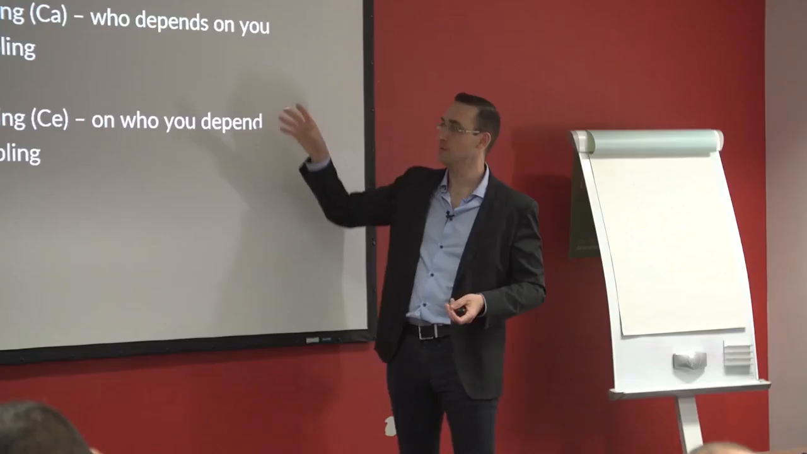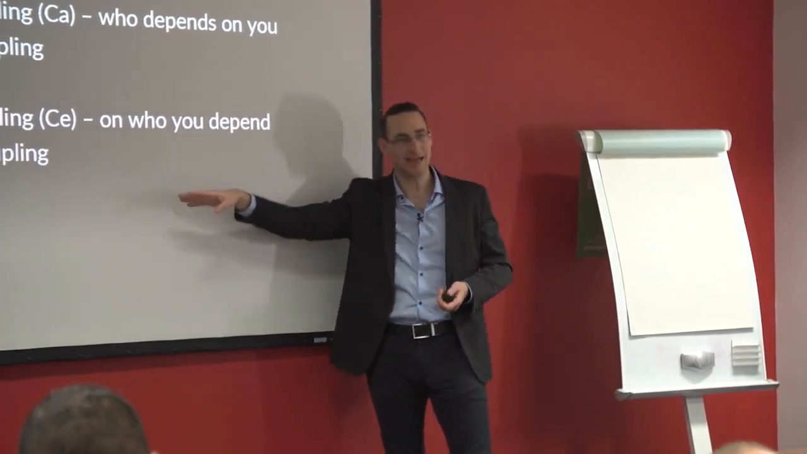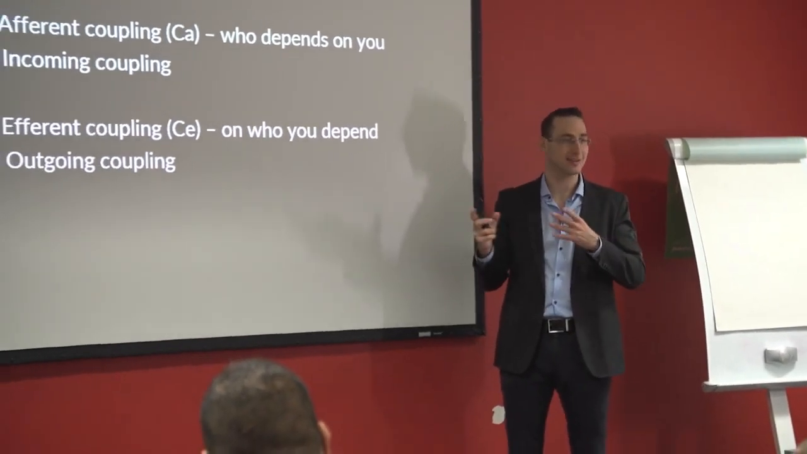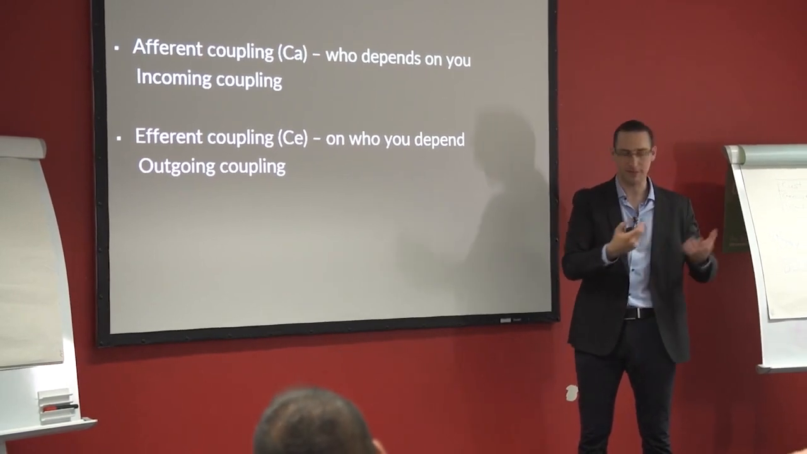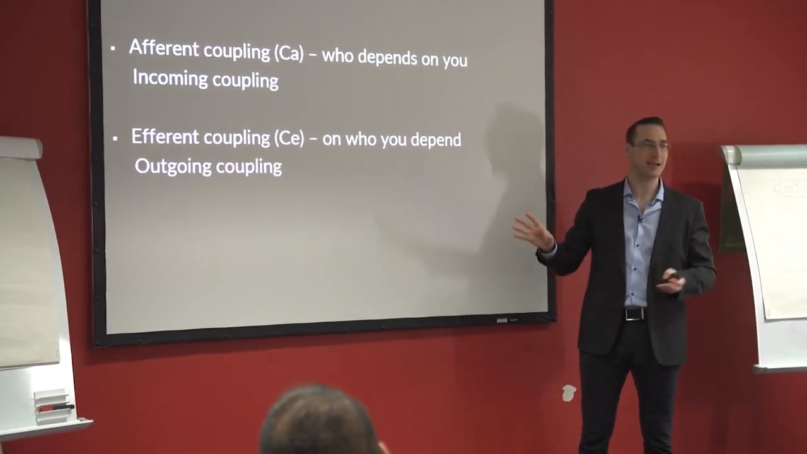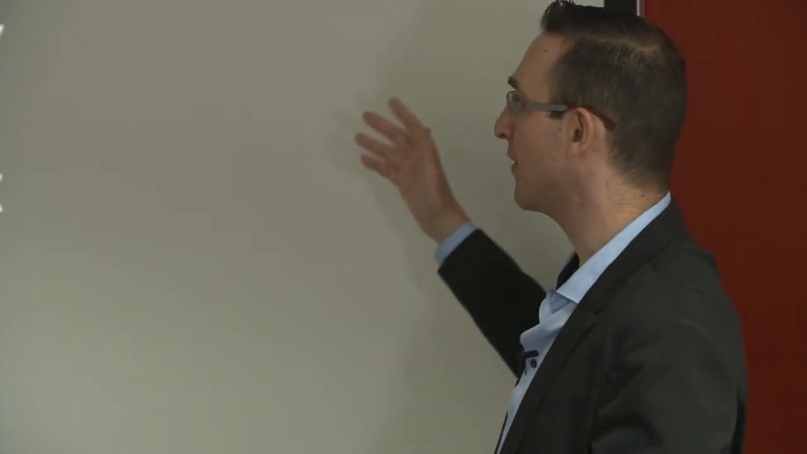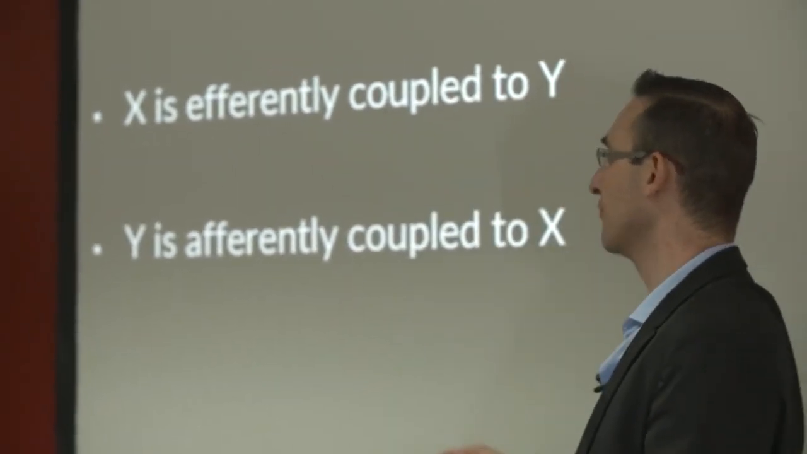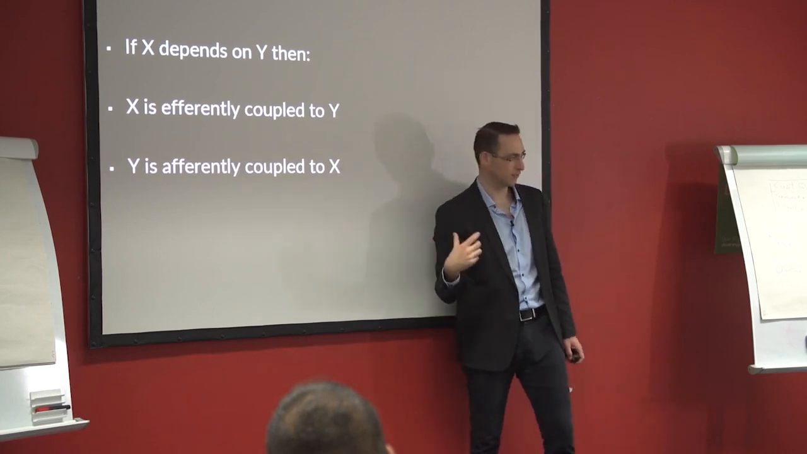Don't worry too much about the names afferent and efferent. Just think of them as incoming and outgoing coupling. Whoever named those things used words that sounded too similar to each other to be used in everyday language. So if X depends on Y, there is outgoing coupling, efferent, from X to Y, and there is incoming coupling into Y from X.